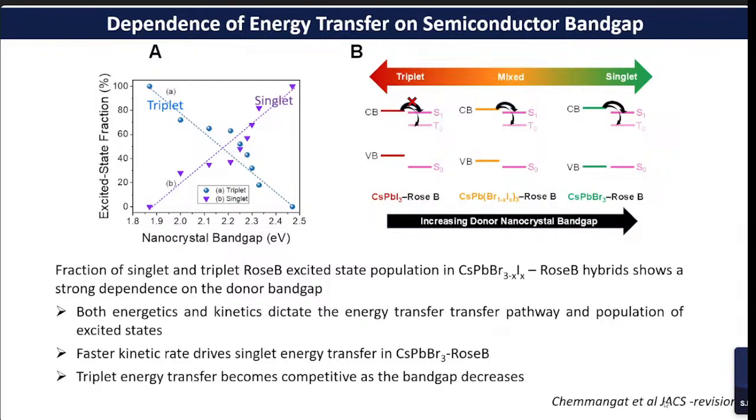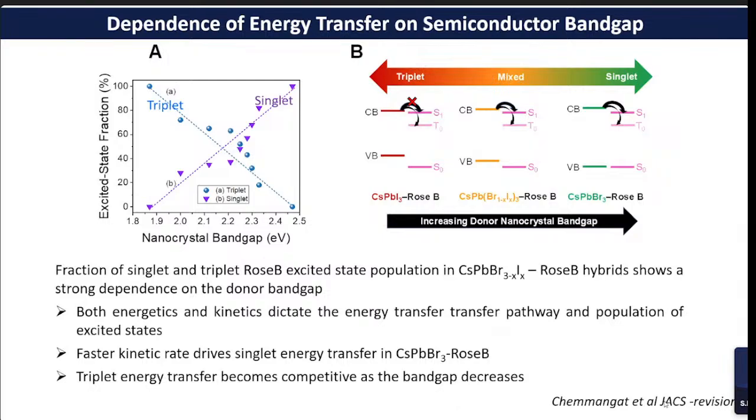When the donor band gap is lower, we see mostly triplet. And as we go down, or increase the band gap, the singlet starts taking off. So the triplet pathway goes down.